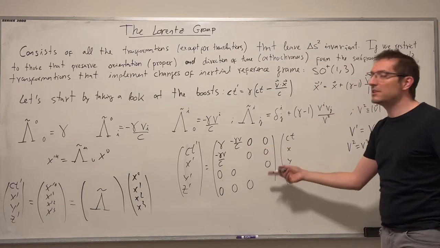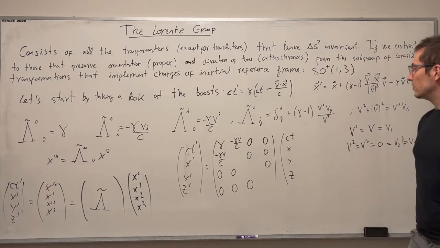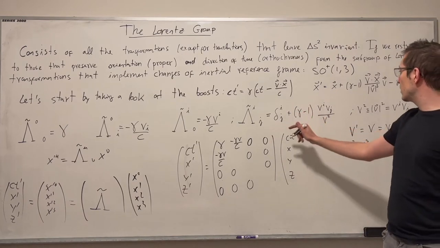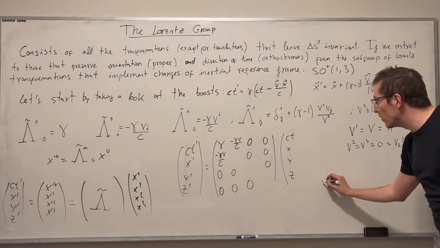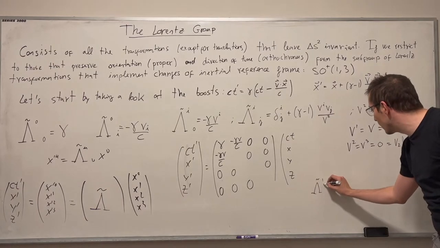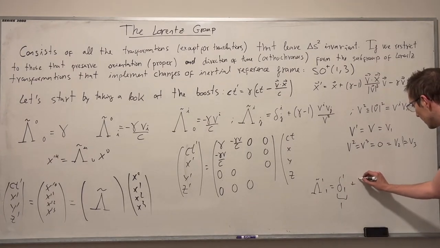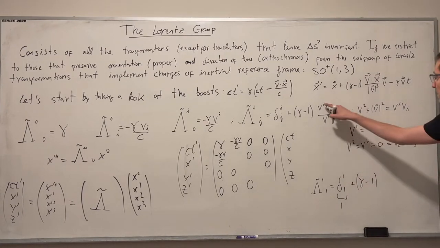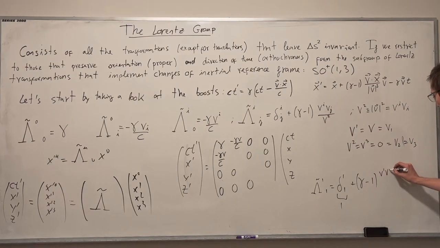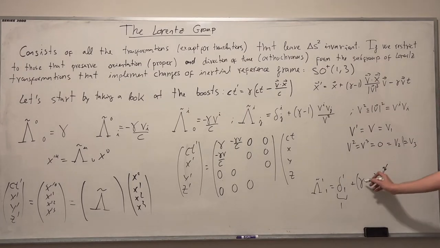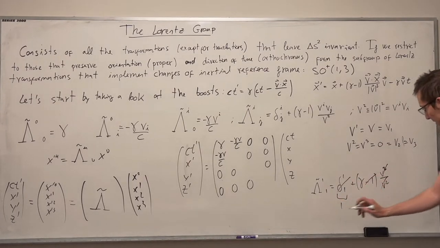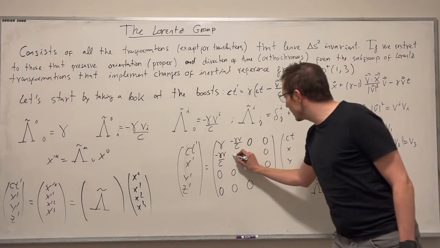We are just left with the spatial diagonal entries. Let's see. First of all, the 1,1 component. For the 1,1 component, lambda tilde 1,1 would be equal to delta 1,1. That's nice, that's a 1, plus gamma minus 1 that multiplies v1 v1 divided by v squared. But that's nice, because v1 is v, and v1 is v, so this is v squared over v squared. So this thing cancels. And that's nice, because this is 1 minus 1, that cancels, and all that is left is gamma. So I get a gamma here.